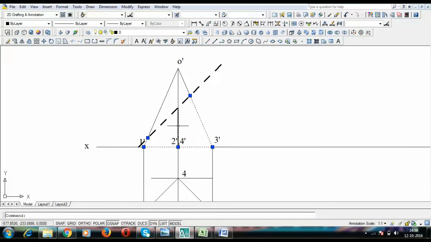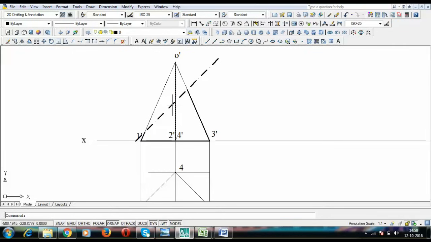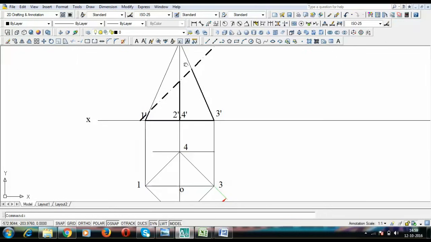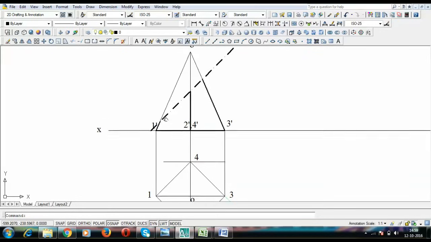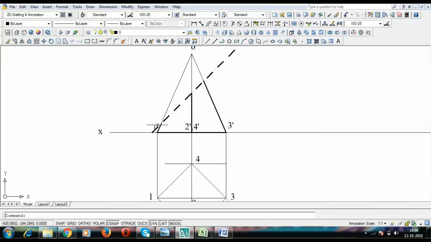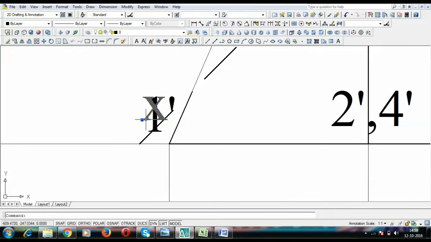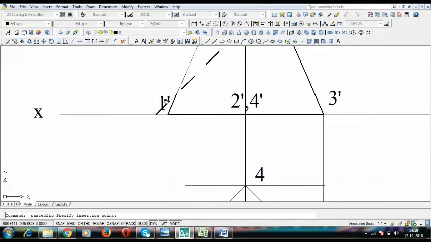Okay guys, that's it. Now let's darken this portion. So this is the portion of solid which is remaining. The portion above the cutting plane, this so-called section plane, has been cut off. Now next my job is to find the intersecting points. So there is an intersecting point over here. Let us say this is going to be point A dash.